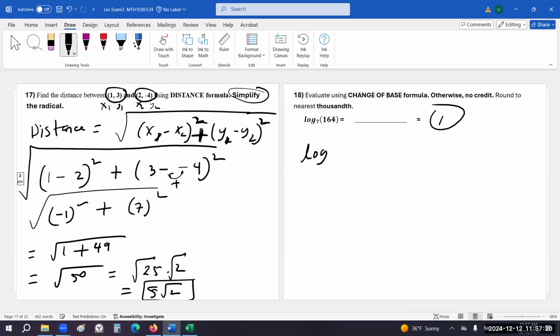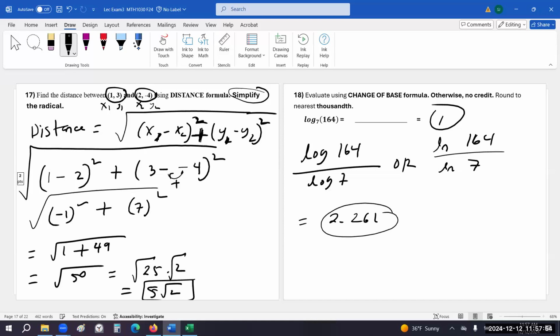So the reason we rewrite is to use the base 10. So don't put anything here. It doesn't make sense. Nothing goes here. We have an invisible 10 there. So it's log 164 over log 7. Or you can write ln 164 over ln 7. And then it was 2.261, right? Was it, Aditya? No, you got it right.